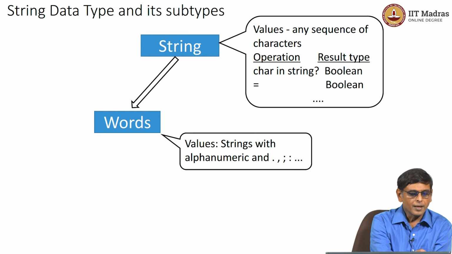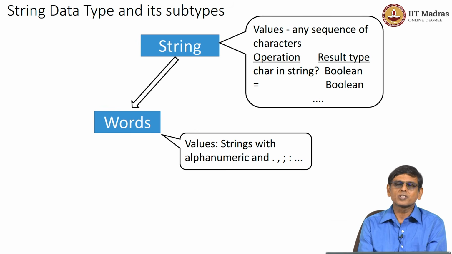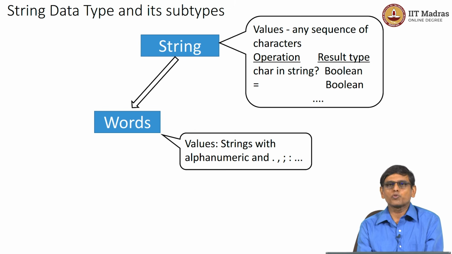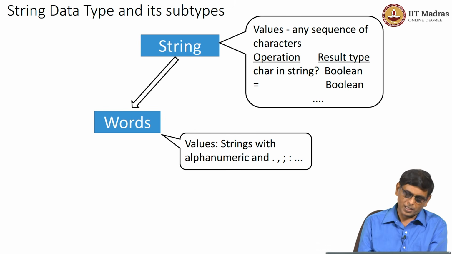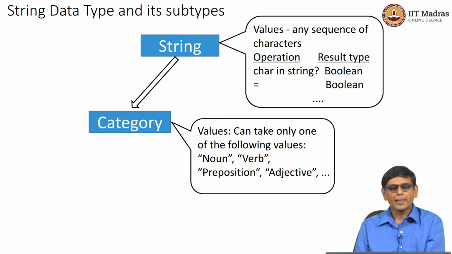And in terms of operations, again the only operation that we had for string was equal to. So presumably the equal to operation we can also do for words, we can do it for names, we can do it for cities and so on. So we can check whether one city is the same as another city and so on.